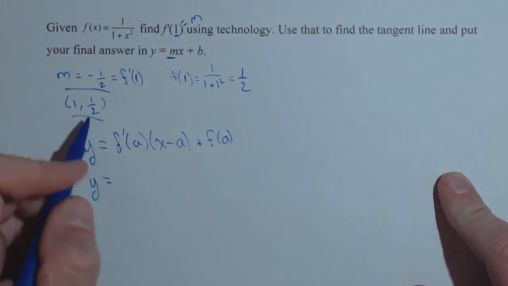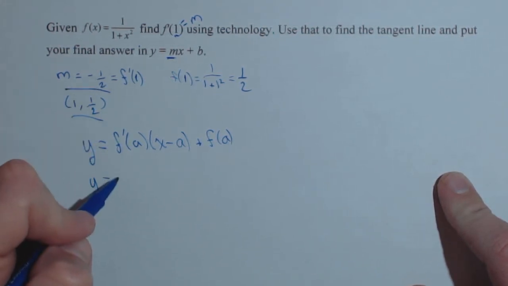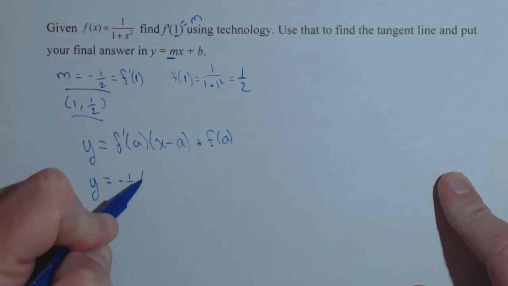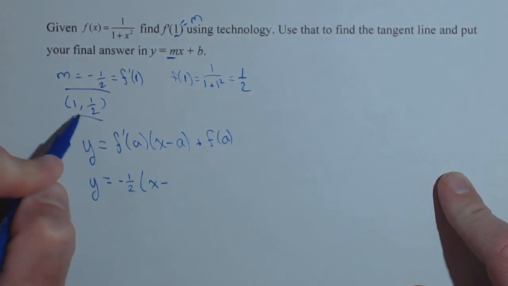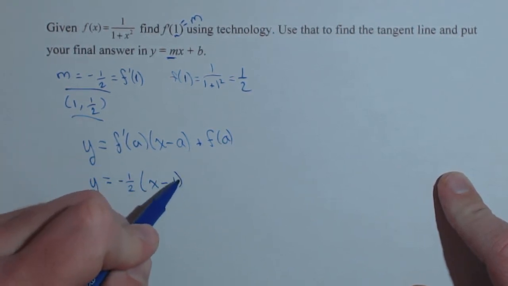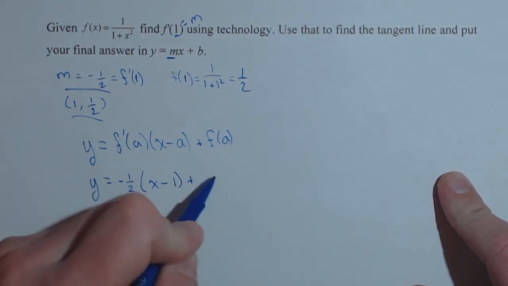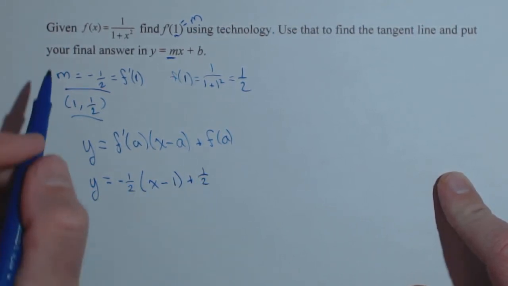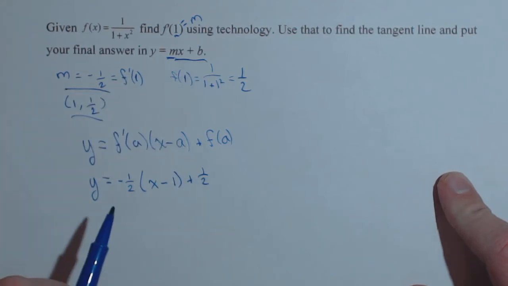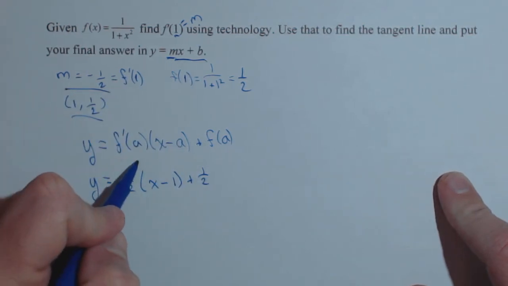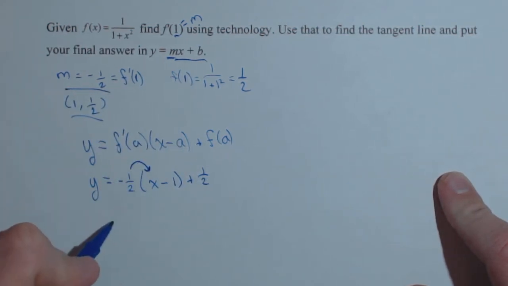So my tangent line is going to be f prime of a, which we said was negative 1/2, times x minus a, where a was 1 because that's where we're finding the tangent line, plus 1/2 because that's f of a. Now this isn't in y equals mx plus b form, but that's pretty easy to do as well. We'll just distribute the 1/2.